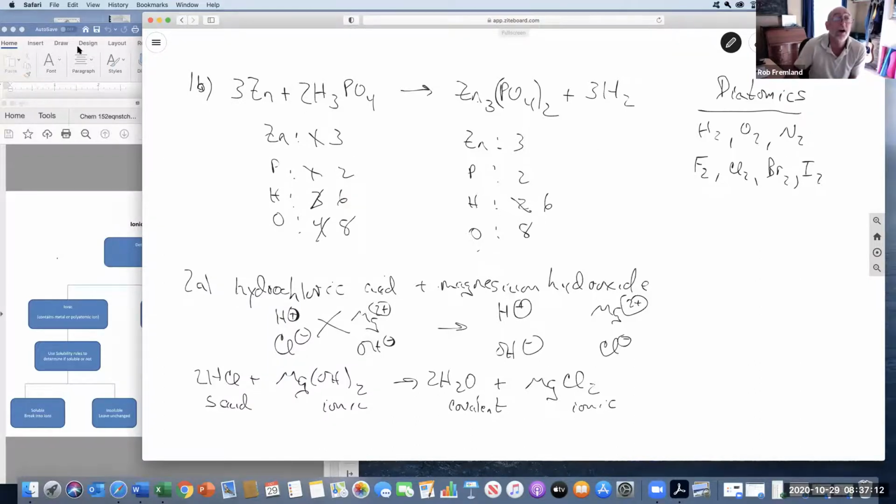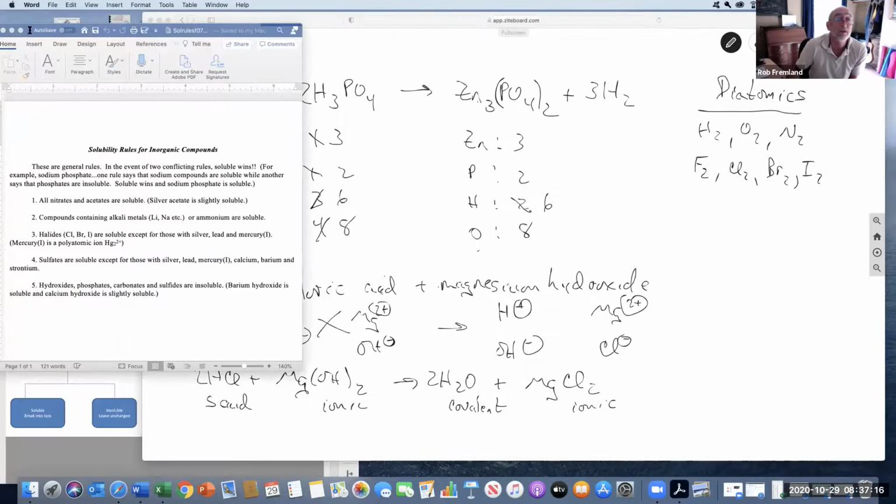For the two ionic compounds, we need to know if they're soluble or not. To use the solubility rules, just go rule one at a time. So this is not a nitrate or an acetate. It doesn't have an alkali metal. It doesn't have a halogen. It's not a sulfate. So it's a hydroxide, and hydroxides are insoluble except barium and calcium. So this is insoluble.